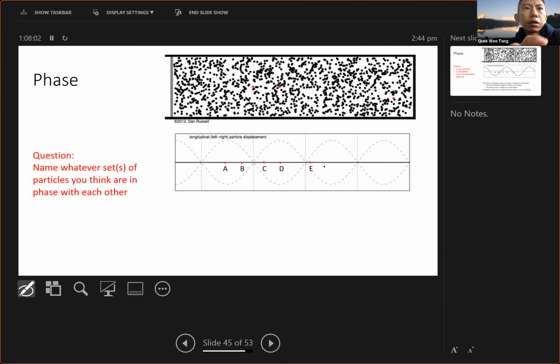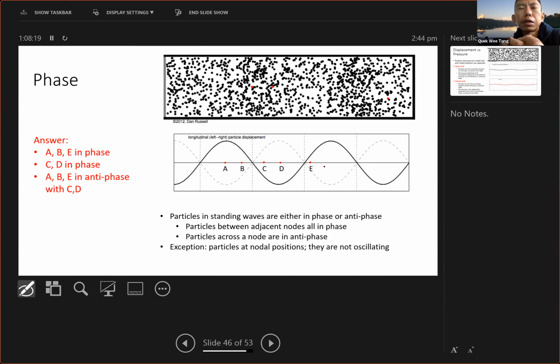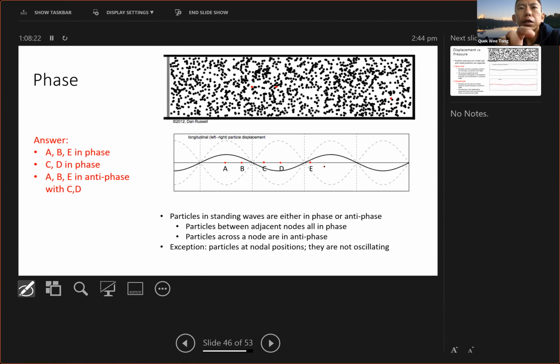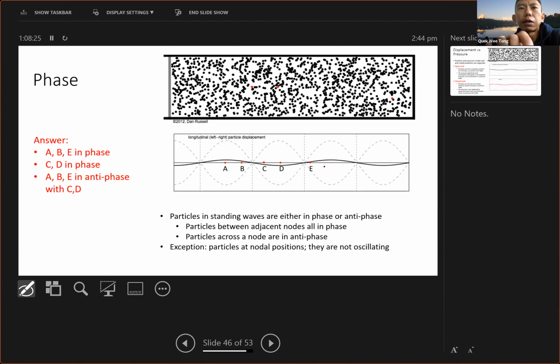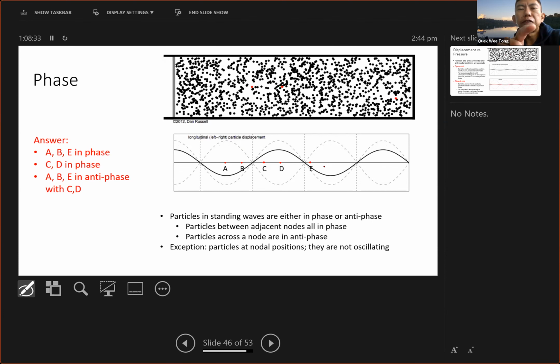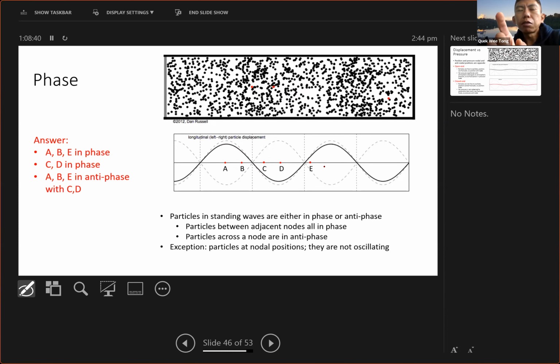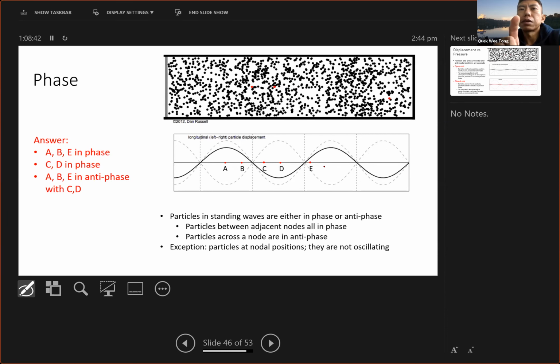Here comes a question. Which particles do you think are in phase with each other? You can think in your head. I don't want to ask people for an answer, nobody will answer me, so I'll just tell you. If you look at A and B, just look at the way the waveform swings up and down. You can see that A and B are in phase. C and D are also in phase with each other. But comparing A and B versus C and D, they are in antiphase. And E is in phase with A and B.